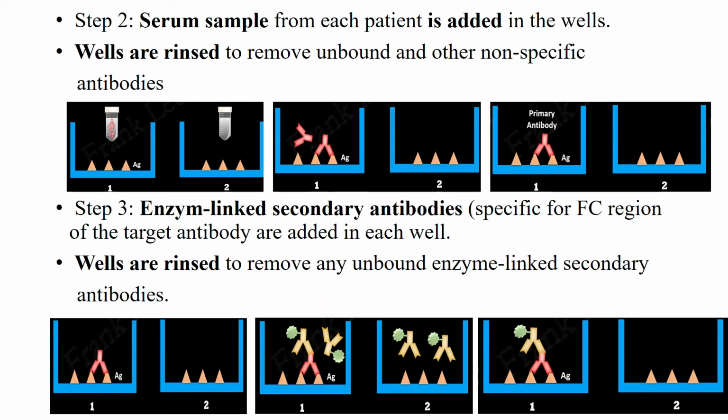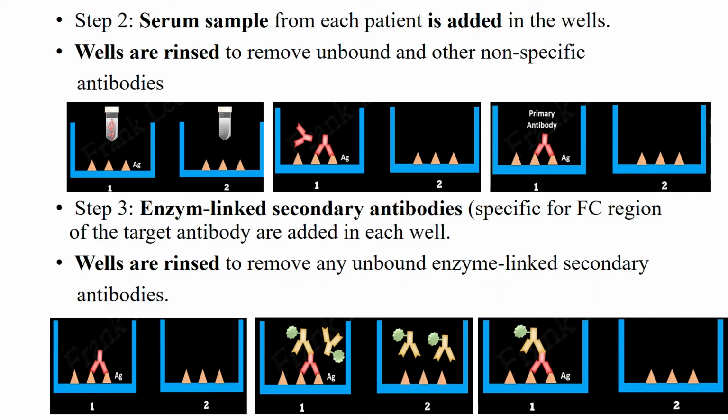And in the third step, we are going to add an enzyme linked secondary antibody. We call it a secondary antibody because it has an antigen binding site for the Fc region of the primary antibody. And then you can see that this enzyme linked secondary antibody has attached to the primary antibody, which has already attached to the antigen, and a huge complex has formed in the second picture.